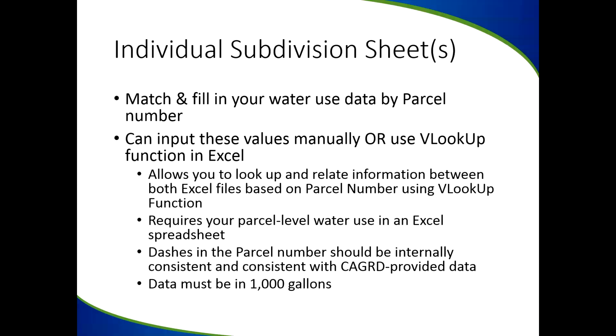But your parcel numbers have to match exactly with ours, dashes and no extra numbers or letters that we don't have. Your data must be already in 1,000 gallons. Now, it's not hard to convert that. If you have it in gallons, it's not hard to convert that in your data and then pull it over, or convert it after it's been pulled over.